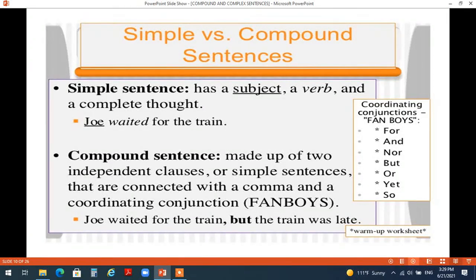Here we have two independent clauses or two simple sentences which have been connected by using the coordinator but. So you can see Joe waited for the train. This is the first independent clause. The train was late. This is the second independent clause.